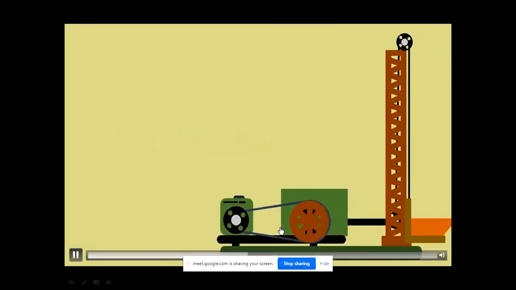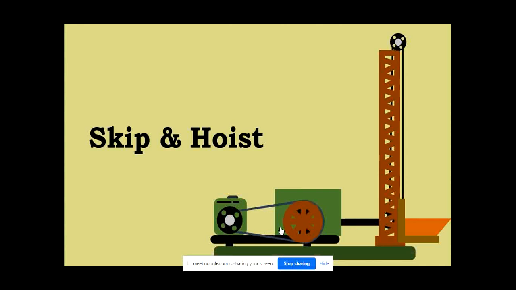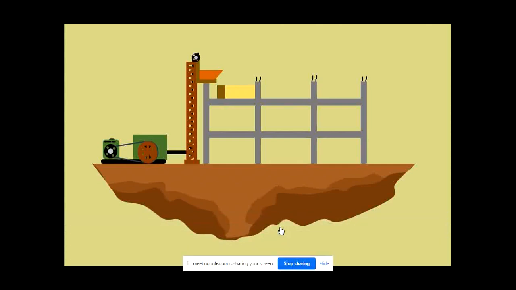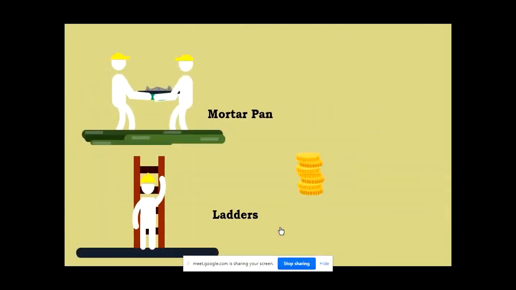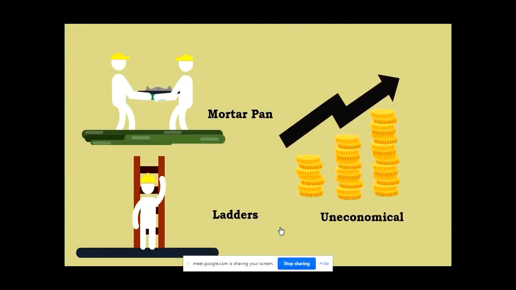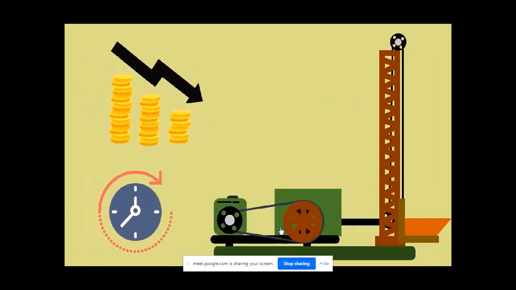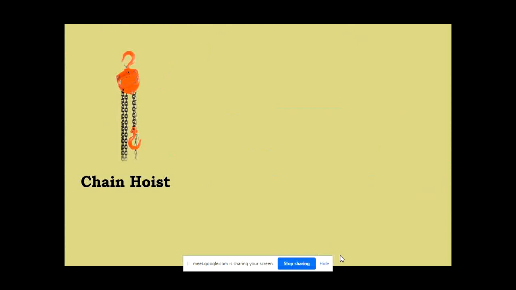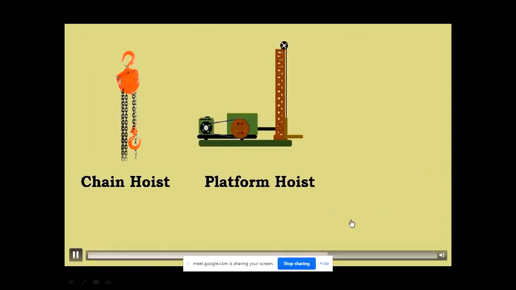Skip and hoist method. This method is commonly adopted for transporting concrete vertically up for multi-story building construction, as employing mortar pan, ladders etc. for transporting concrete would be uneconomical for multi-story buildings. In this case, skip and hoist method would be economical and faster. This method is adopted in 3 different ways: chain hoist or platform hoist or skip hoist.